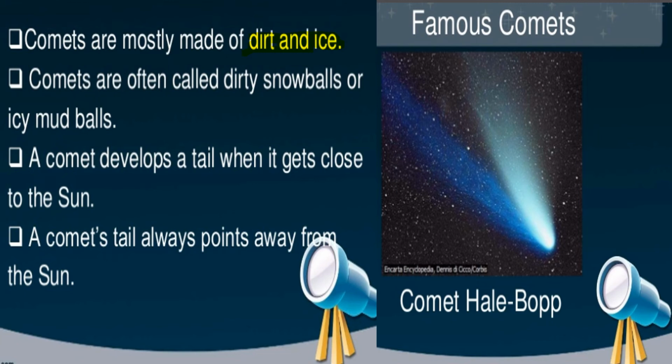A comet develops a tail when it gets closer to the sun because it burns actually. So we said it develops a tail when it goes near to the sun. A comet's tail always points away from the sun. It's always away. Look, when it's moving, it's near to it. So what happens when it goes far away from the sun? There is still a tail. It shows a tail because it's burning.